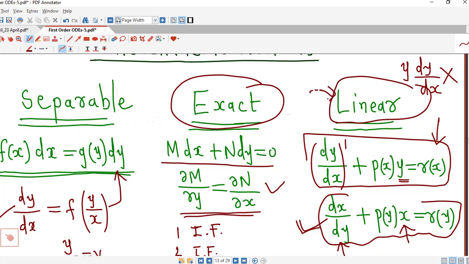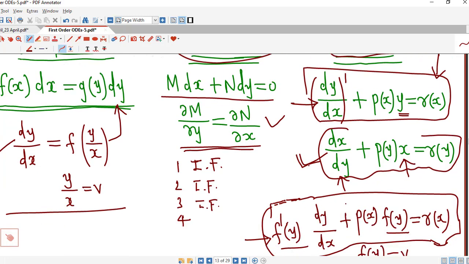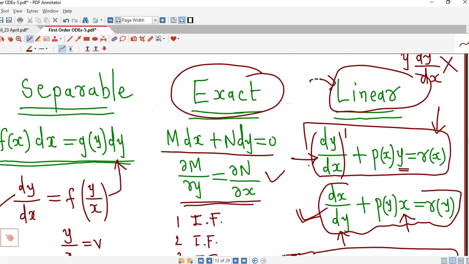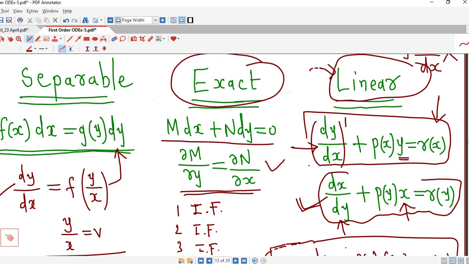And if, by observing the given equation at the first moment, you find that your equation is in this form, then you can go directly for solving that linear differential equation. So there is no general method that you first check whether it is separable or exact. It will be by intuition, or by practicing more and more problems, that you will get the mastery of deciding which method is applicable.